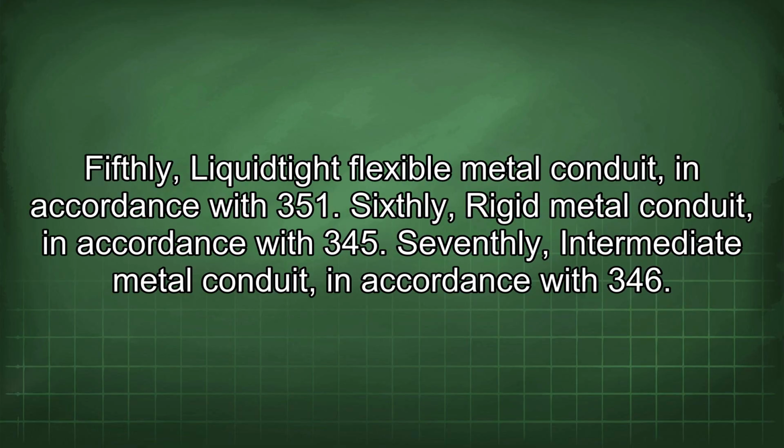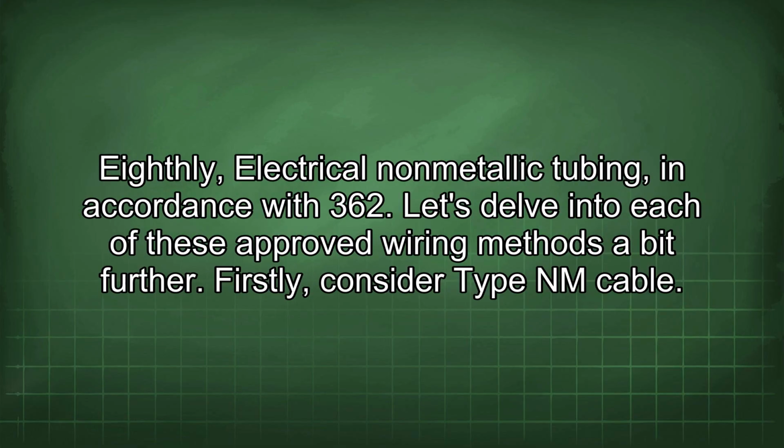Fifthly, liquid-tight flexible metal conduit in accordance with 351. Sixthly, rigid metal conduit in accordance with 345. Seventhly, intermediate metal conduit in accordance with 346. Eighthly, electrical non-metallic tubing in accordance with 362. Let's delve into each of these approved wiring methods a bit further.